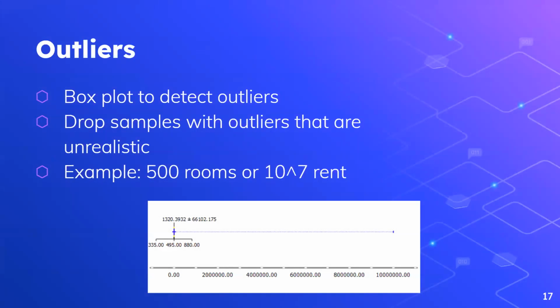Step 4 is handling outliers. We have also seen outliers in the scatter plot, but we believe that box plots would show the outliers better. This one shows us the base rent. This is a box plot of the base rent, and we can see how it gets to 1 million billion. So we need to also drop these samples because they are simply unrealistic. For example, if you have 5,000 rooms or like 10 to the power of 7 rent points, you wouldn't, as a normal person, go looking for houses like this.